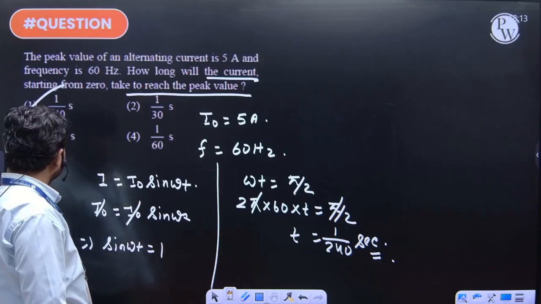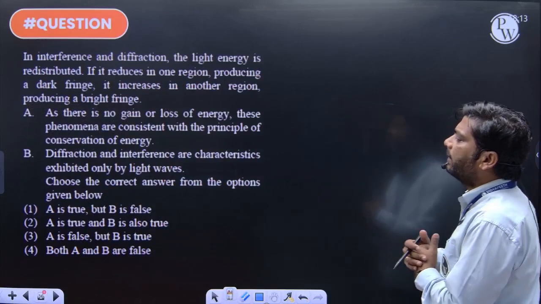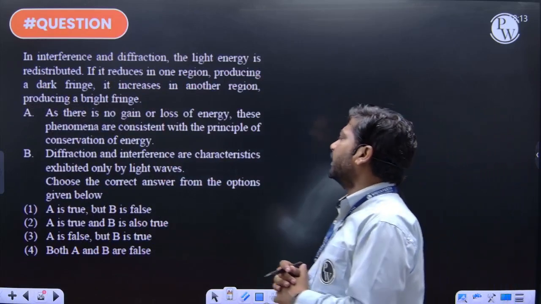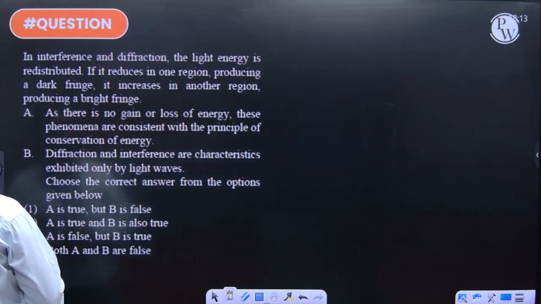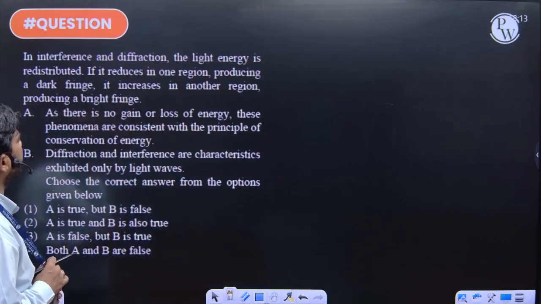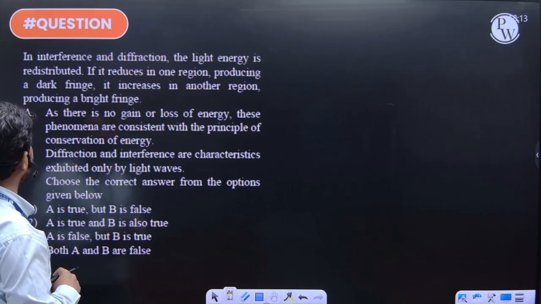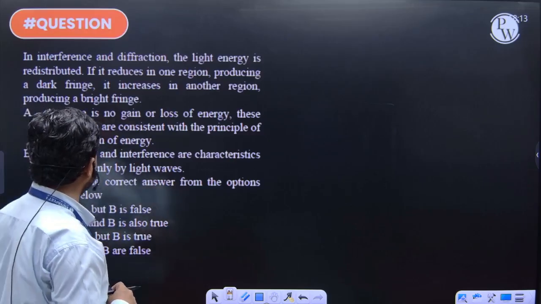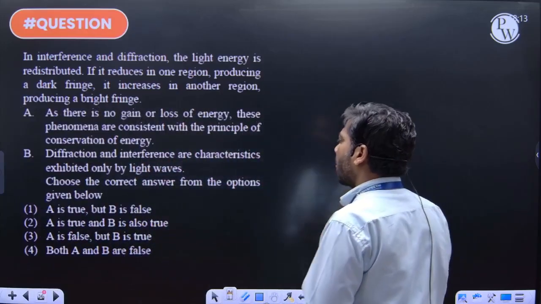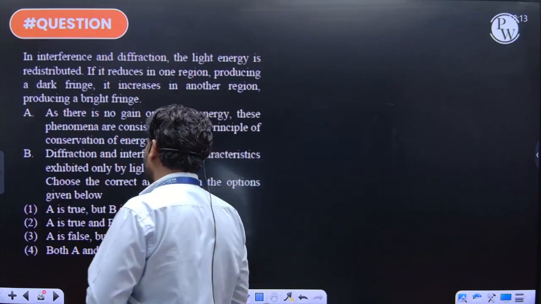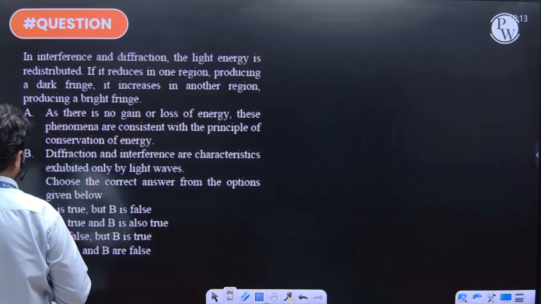Next, in interference and diffraction, the light energy is redistributed. If it reduces in one region, producing a dark fringe, it increases in another region, producing a bright fringe. As there is no gain or loss of energy, these phenomena are consistent with the principle of conservation of energy. Diffraction and interference are characteristics exhibited only by light waves. Choose the correct answer from the options given below. A is true, but B is false.